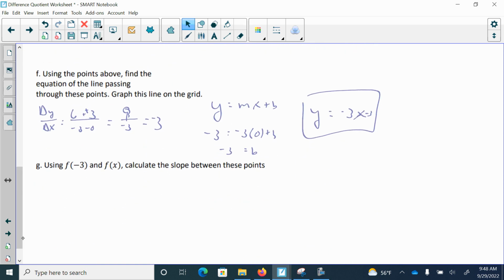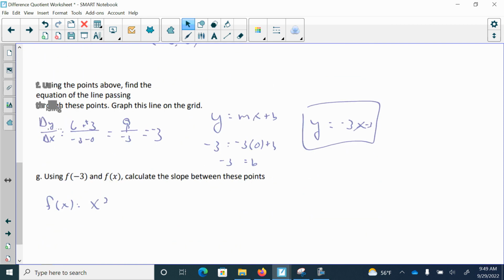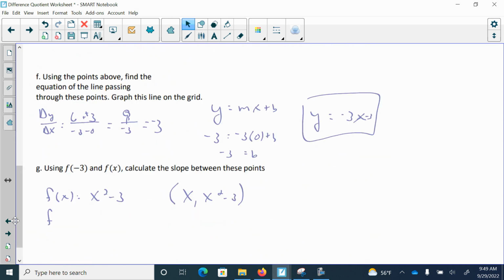And then using f of negative 3 and f of x to calculate the slope between those two points. So now it wants me to do the same work I just did, except for, do we agree that f of x is equal to x squared minus 3, yes? So technically, I have a point, x squared minus 3. And then, yes, Mrs. Ward. Okay, now I'm ignoring you guys. And then I have this other point, which is negative 3, 6. Yes.